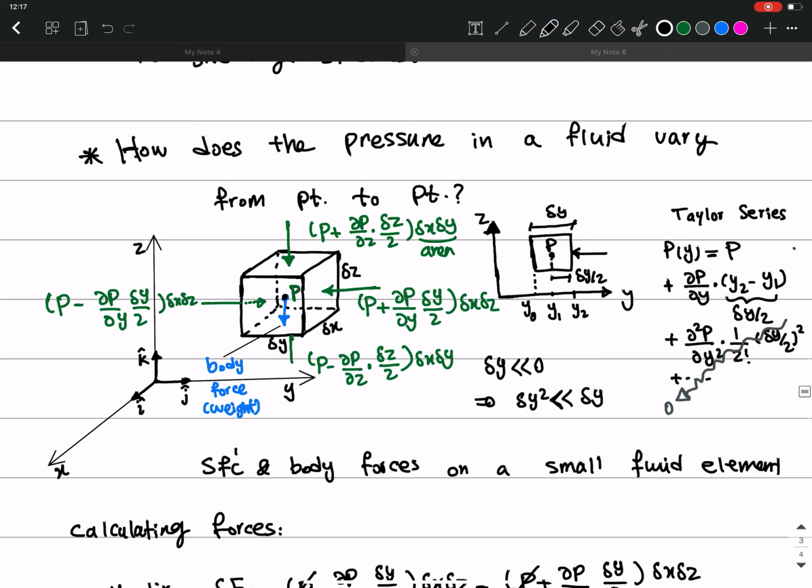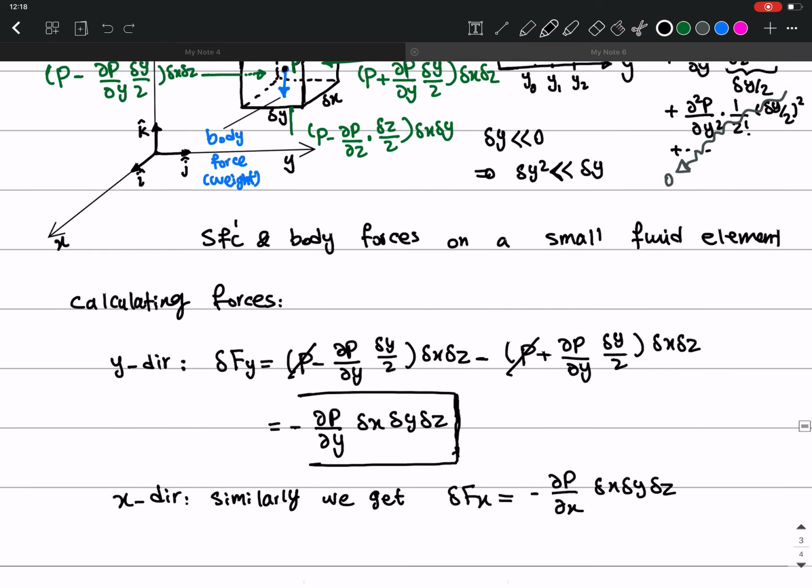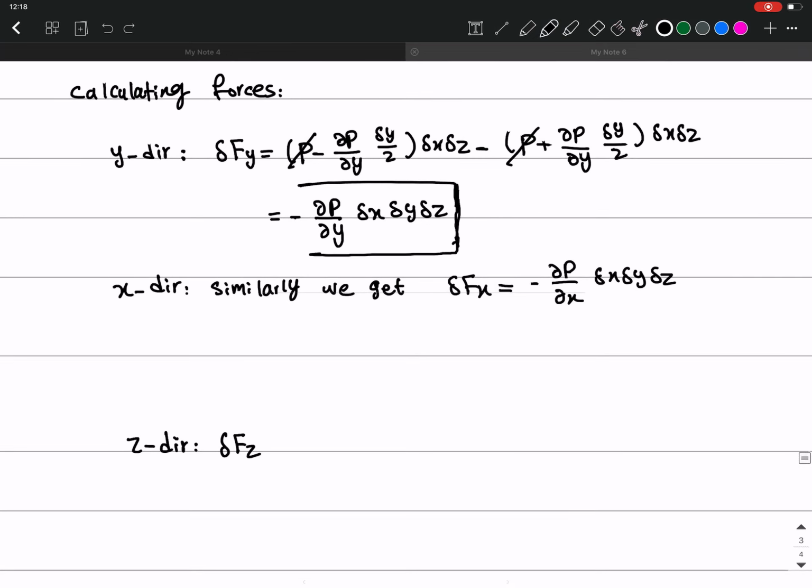So the pressure forces are the same. It's going to be similar to the other directions, but we also have this body force which acts in the Z direction, and that is the weight of the fluid. So I also have to consider that and add that to my equations.